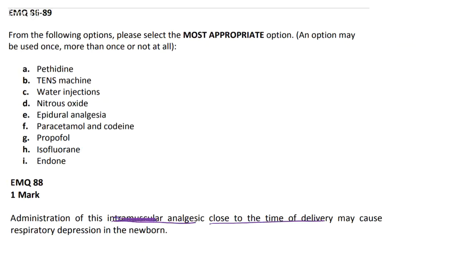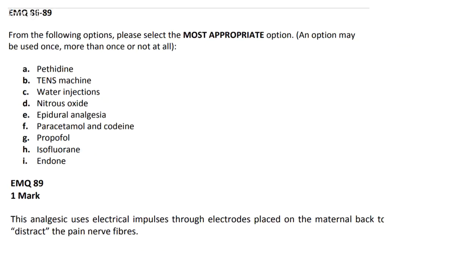So administration of this intramuscular analgesic close to the time of delivery. Why do they even have to put intramuscular? I feel like that analgesic close to the time of delivery may cause respiratory depression in the newborn. Pethidine. What else here is intramuscular? That's per oral. Okay, that's IV. That's oral. That is just giving you the answer. Well, I guess water injections. No, actually, water injection is subcutaneous. Yeah, it is. It's into the back. Okay. So electrodes, TENS. This is okay.